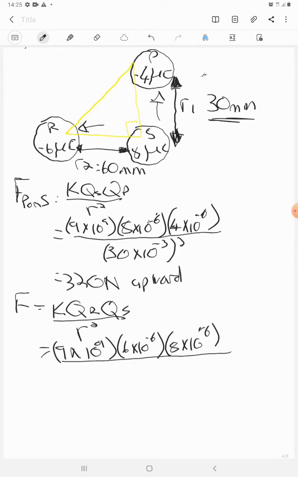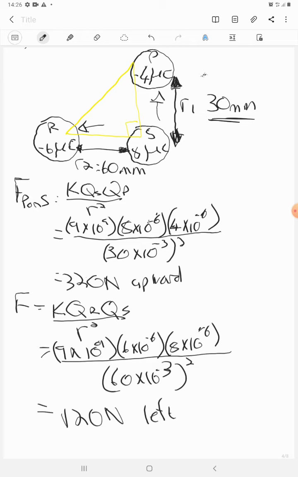And this is all going to be over 60 millimeters, so 60 times 10 to the power of negative 3, all squared. Put that into my calculator and I'm going to get an answer of 120 newtons left, or you can say towards R. It's up to you which one you want to say, towards R or left. But now I've got my two directions.